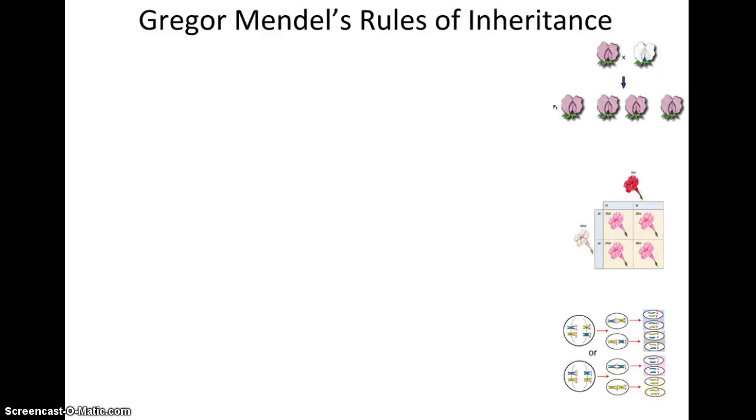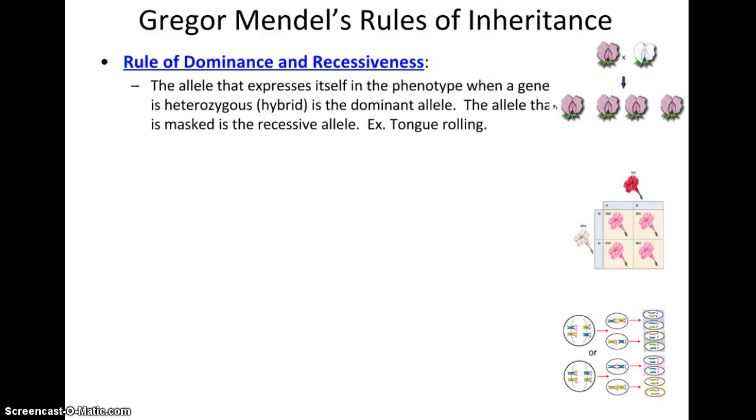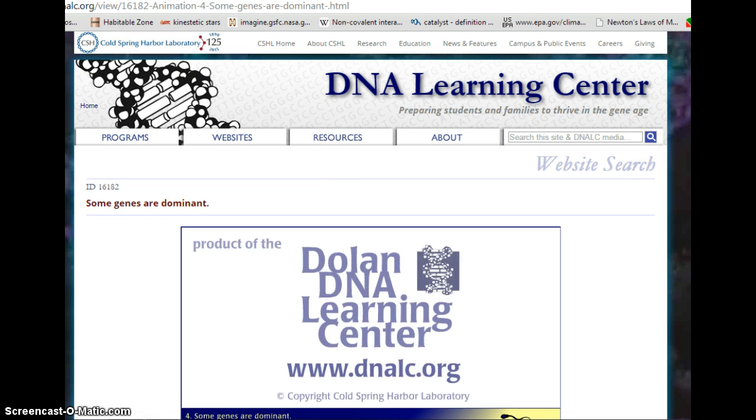So after all of Gregor Mendel's trials with pea plants over the course of 8 years, he came up with some rules that I just want to tell you about. There's 3 of them. His first rule is the rule of dominance and recessiveness, and with this he said that the allele that's expressed in the phenotype when the genotype is heterozygous or hybrid is the dominant allele. So the allele that's masked is the recessive allele. For example, tongue rolling. So here's just a little explanation of that.